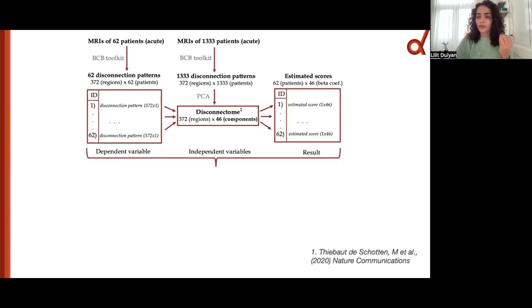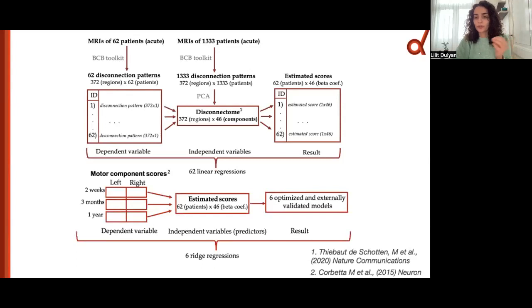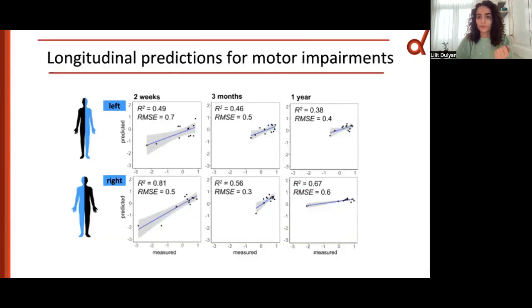Then we used those estimated scores to predict 2 motor components for the left and right side of the body at 3 time points. We used here ridge regression, and we optimized and externally validated that model. So here we can see the results of the ridge regression on data unseen by the model.